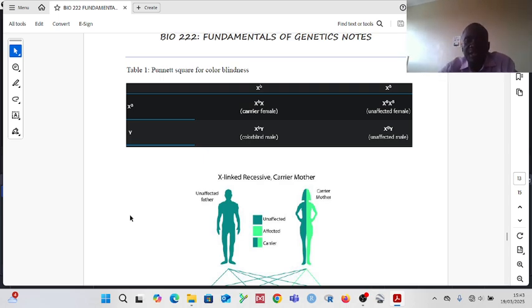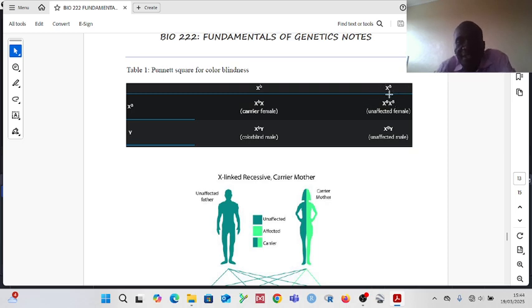So let's look at what happens with the children that they are likely to give birth to. It is possible, on the basis of this Punnett square, that one child will inherit the recessive trait from the mother and the normal one from the father. So the normal one from the father will mask the recessive one from the mother. So that is an XX, that is a female who is a carrier, will not be colorblind.